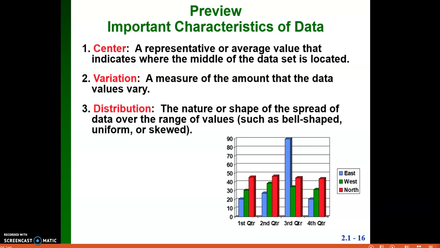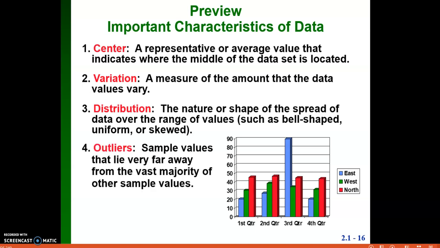Distribution. The nature or shape of the spread of the data over the range of values, such as the normal distribution, uniform distribution, skewed to the right or the left, which we are going to learn later on. Any kind of difference in the distribution you are going to learn under the data set.